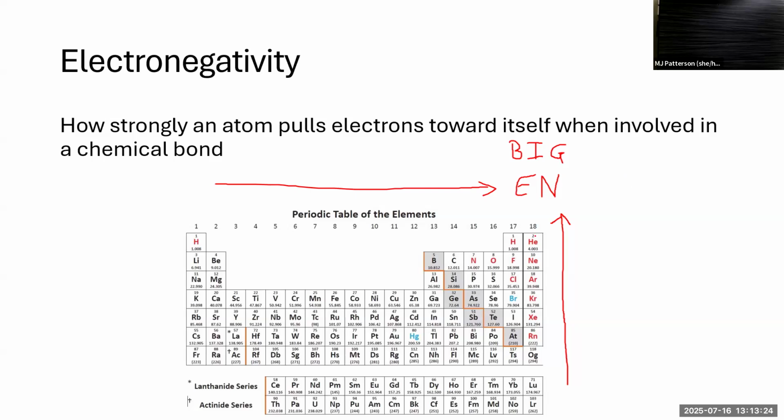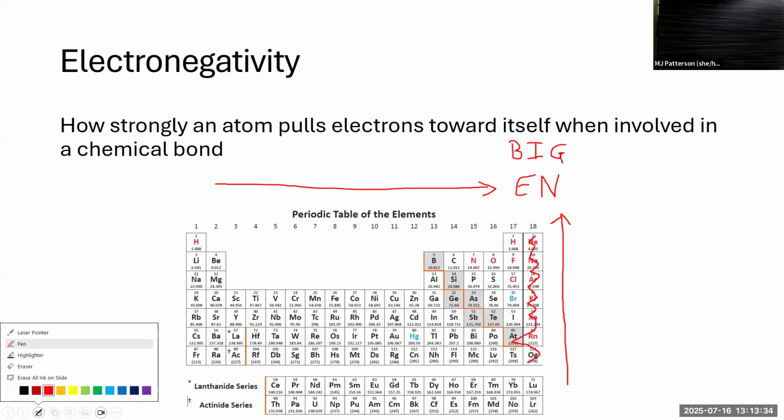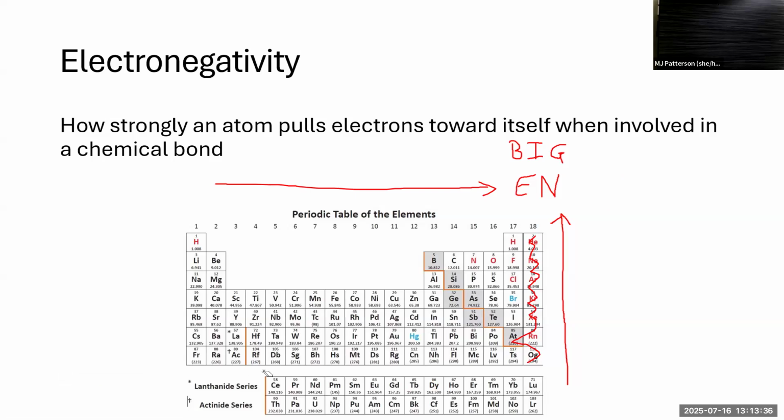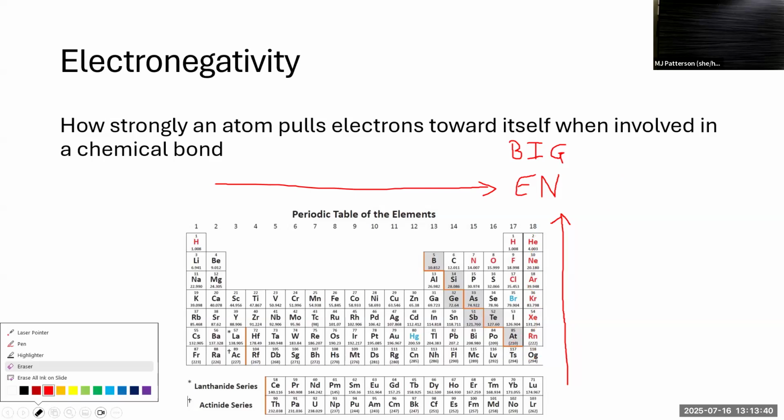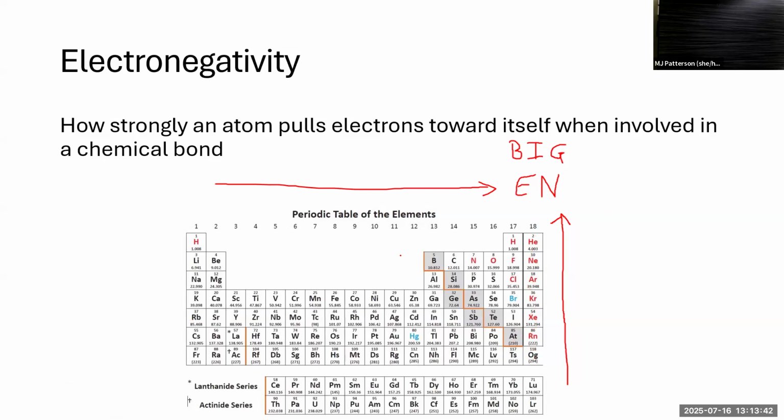And I'm also going to cross out the noble gases. I think if you think of, whoops, I crossed out astatine too and didn't mean to do that. I think if you think about the definition of electronegativity for a moment, you'll realize why I crossed out the noble gases. Try that again with staying in the line there. Okay.